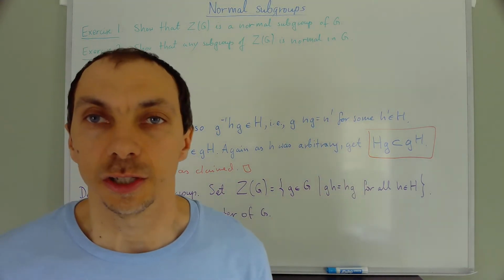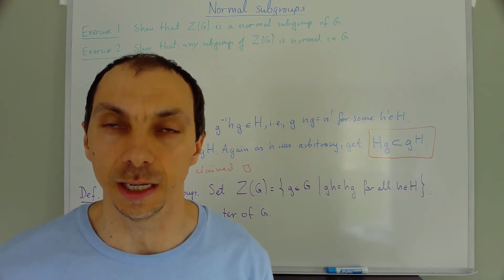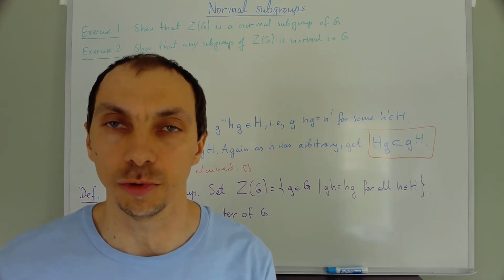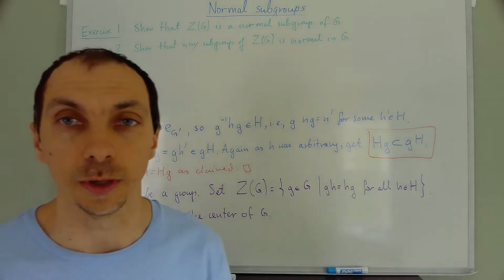So for the first exercise, you have to show two things. First of all, that Z of G, the center, is a subgroup, and secondly, that it's normal. So its left cosets are equal to right cosets. And for the second thing, you show that any subgroup of the center is normal.